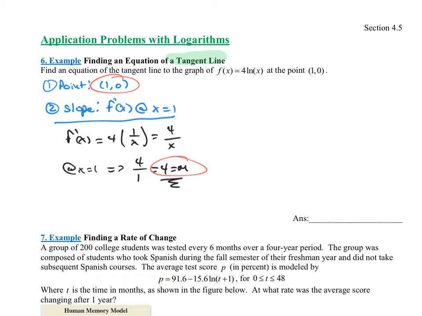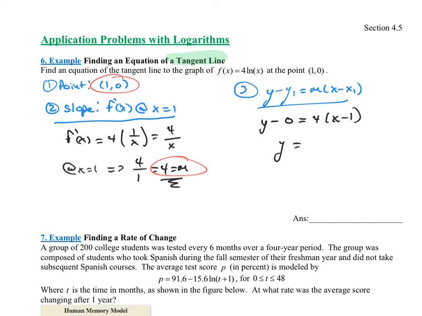Now we can do step 3, which is put it into point slope form. So that's y minus y1 equals m times x minus x1. In this case, we would have y minus our y value, which is 0, nice, equals m, which would be 4, times x minus our x value, which was 1. Y minus 0 is simply y. Let's distribute that 4 through. So we have 4 times x and 4 times negative 1. 4 times x is 4x, and 4 times negative 1 would be our minus 4. So what did we just get? We got the equation of the tangent line being y equals 4x minus 4.